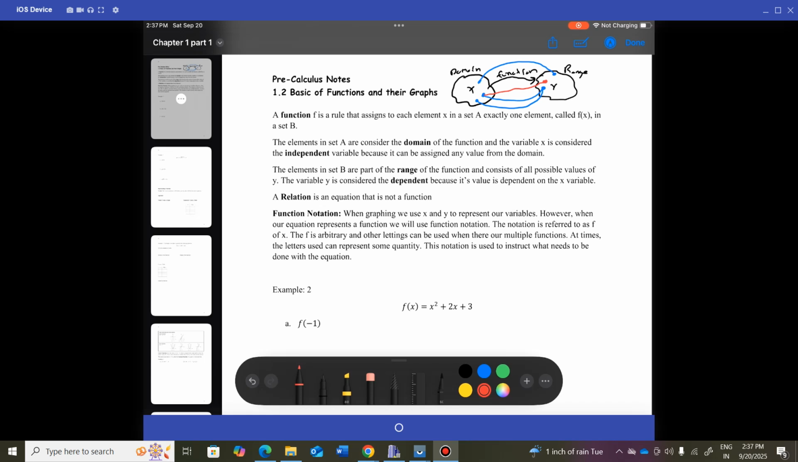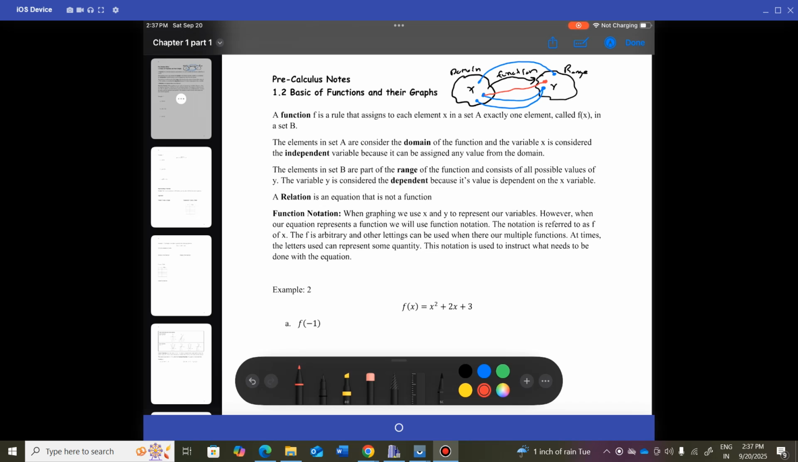The elements in the set for Y are the range, or the dependent variables. What can we get out? What's the highest amount we can get out? What's the lowest amount we can get out? Are there certain values we wouldn't be able to get out?